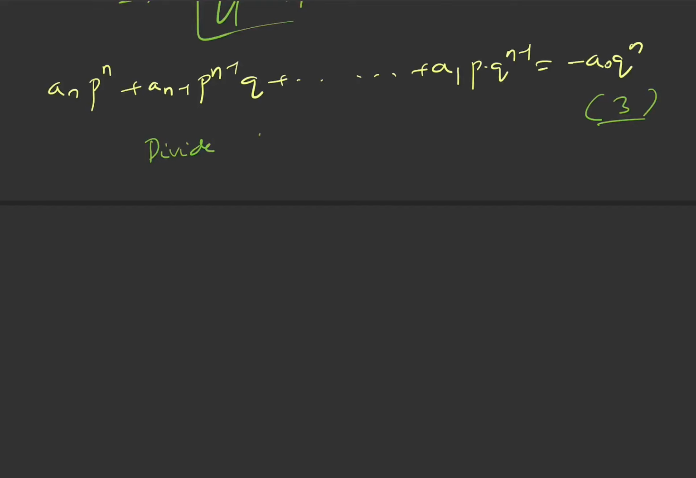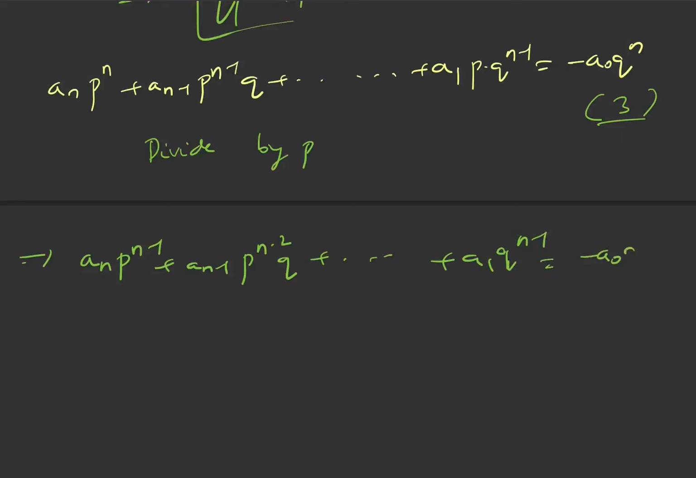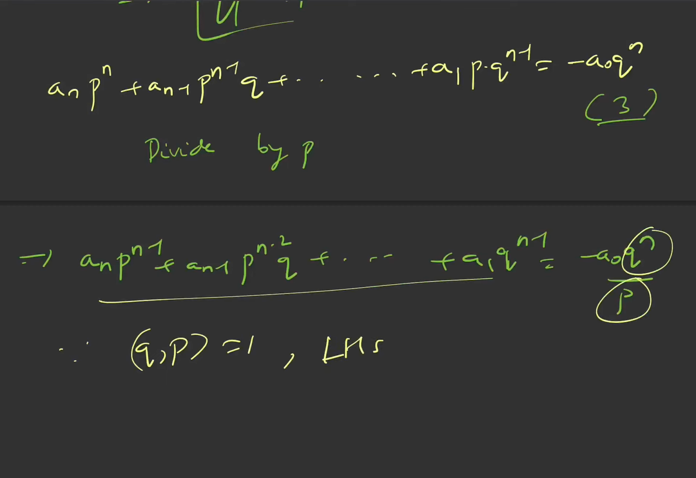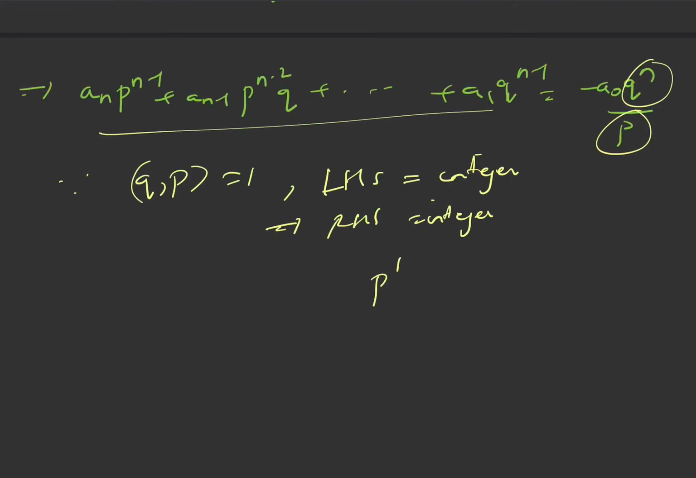So now you just divide by p. So what will you get? an into p power n minus 1 plus an minus 1 into p power n minus 2 into q, plus so on. Here you will have a1 into q power n minus 1 is equal to minus a naught q power n by p. And again the same thing, since the GCD of q and p is 1, nothing will get cancelled, and the LHS is an integer. This implies the RHS is also an integer. So RHS is an integer means p is a factor of a naught, that is p divides a naught.